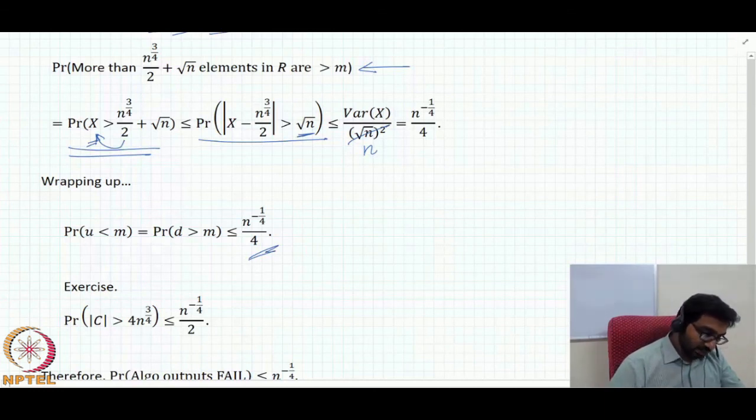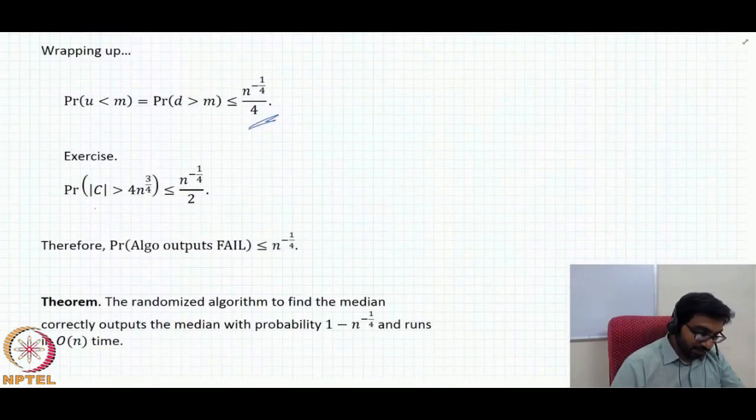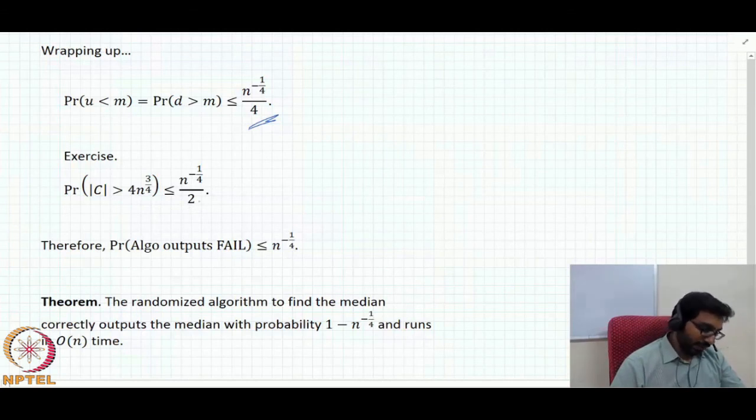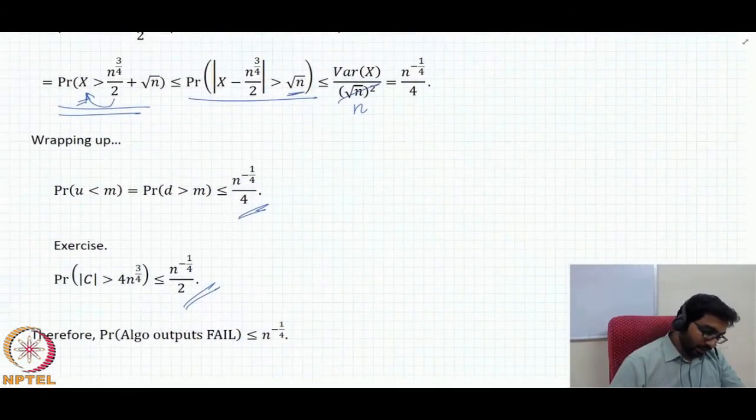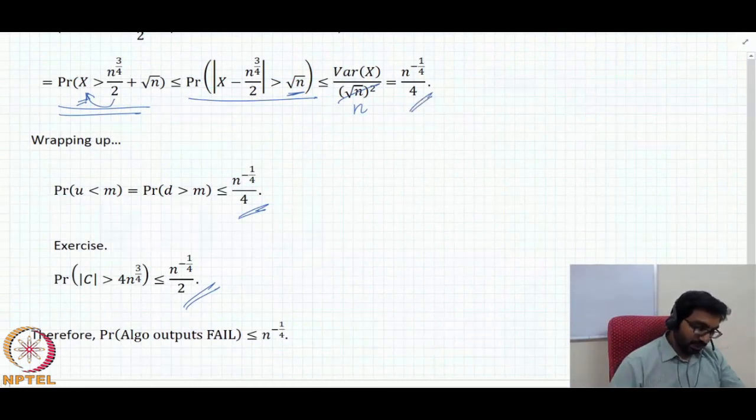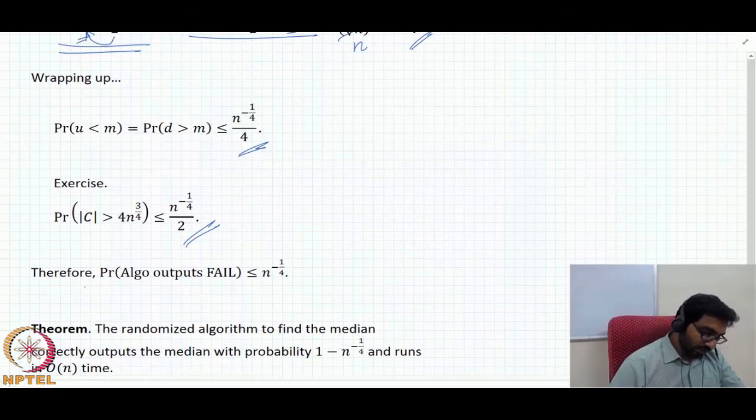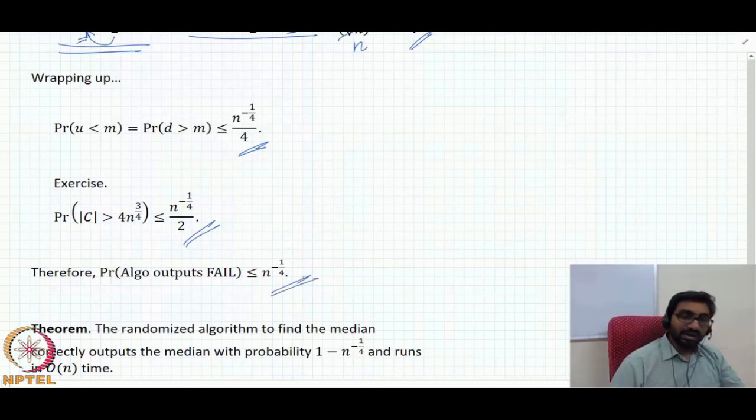Okay, as an exercise, you will have to work out that the probability that the cardinality of the set C is greater than 4n to the 3/4 is also small, and in particular it's no more than n to the minus 1/4 divided by 2. Now these are the probabilities of the 3 bad events, and when you add those 3 probabilities, essentially applying the union bound, you can infer that the probability that the algorithm will output a fail is at most n to the minus 1/4.